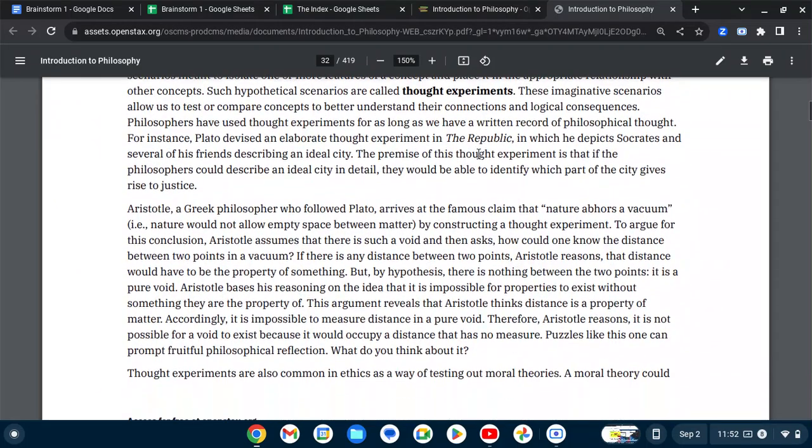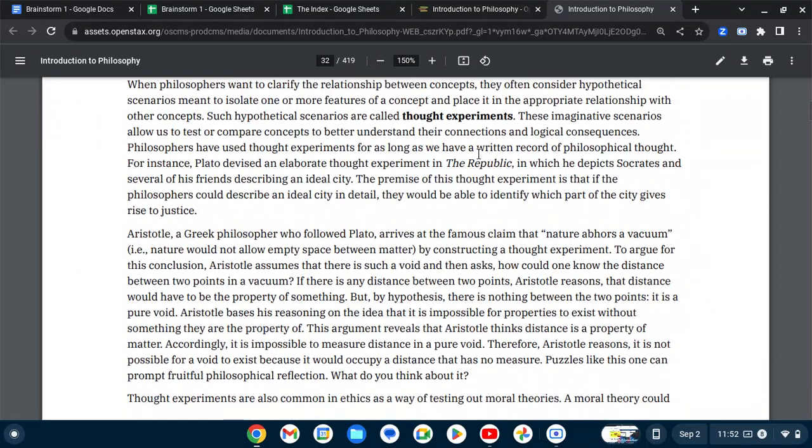Thought experiments. When philosophers want to clarify the relationship between concepts, they often consider hypothetical scenarios meant to isolate one or more features of a concept and place it in the appropriate relationship with other concepts. Such hypothetical scenarios are called thought experiments. These imaginative scenarios allow us to test or compare concepts to better understand their connections and logical consequences. Philosophers have used thought experiments for as long as we have the written record of philosophical thought.